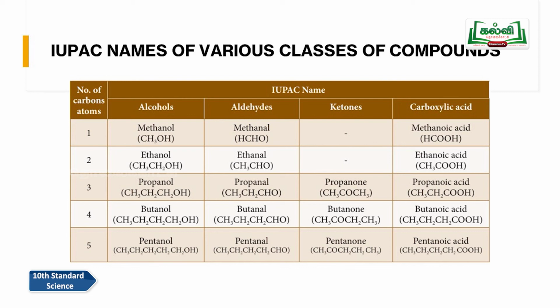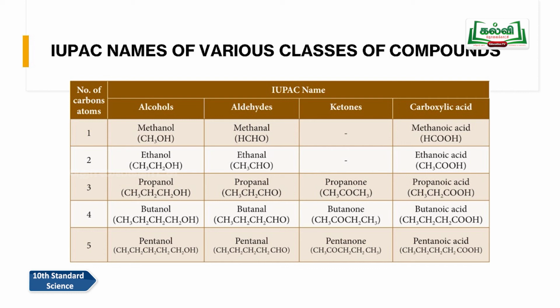Similarly, the next group is the aldehyde group. Aldehydes should end with which ending? It should end with AL. So there is not a lot of difference between OL and AL. When you write these names, you have to be very careful when you mention the last 2 letters.